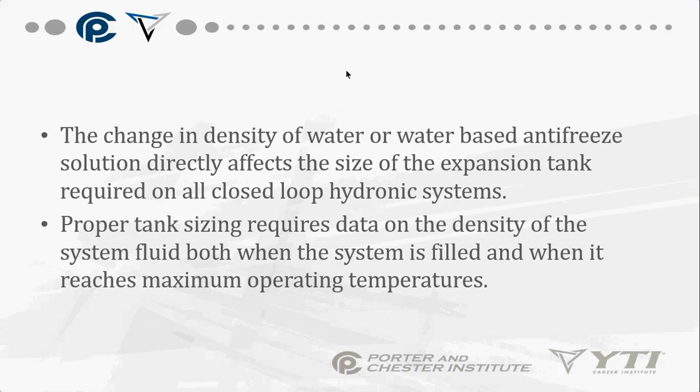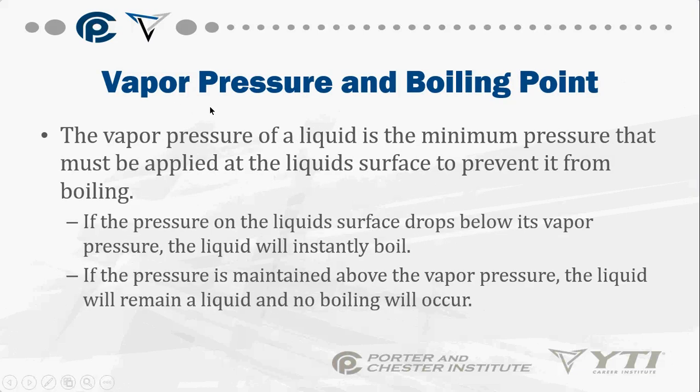Its maximum operating temperature. Where am I going to find that? On the data plate. It's going to be on the boiler, right on the data plate. It's going to tell you what its maximum operating temperature should be: 250 degrees, whatever it may be.